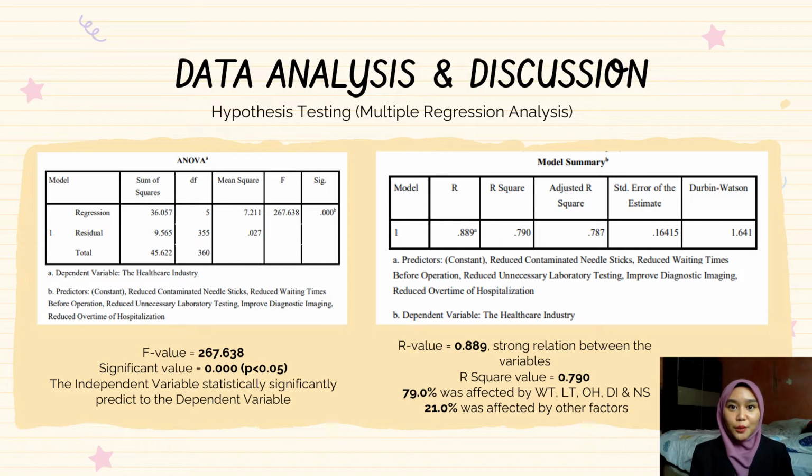As for the model summary table, the R value is 0.889, which shows a strong relation between the variables. As for the R square value, it is 0.709, which means 70.9% was affected by waiting time, laboratory testing, overtime hospitalization, diagnostic imaging, and needle stick. Another 21% was affected by other factors.